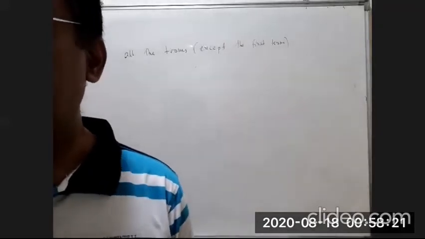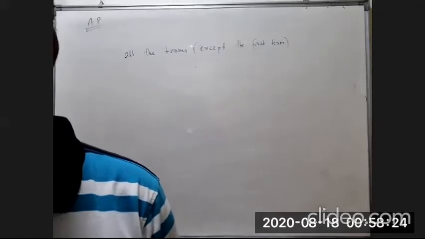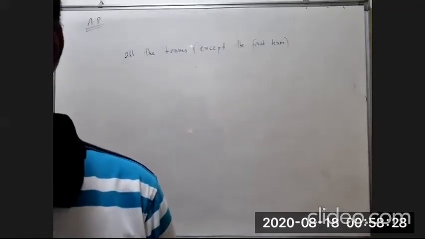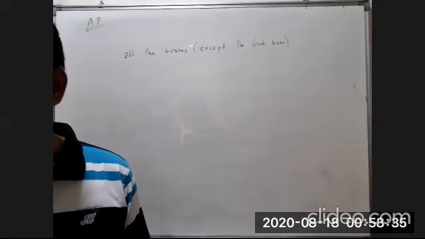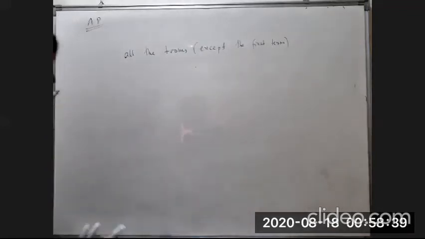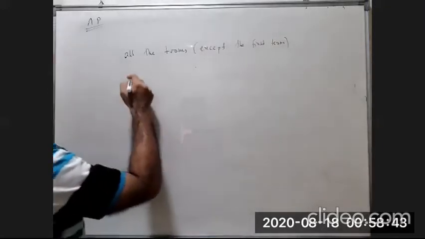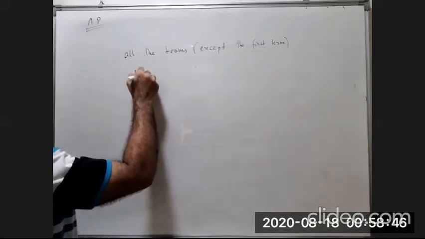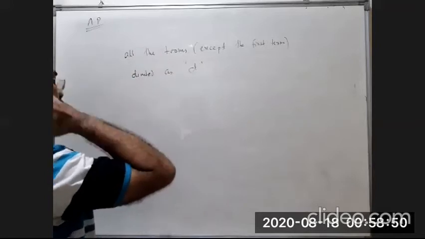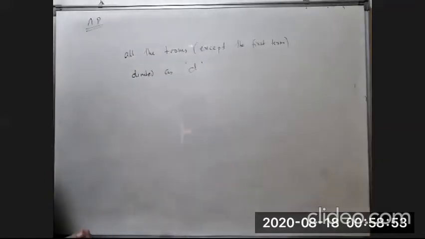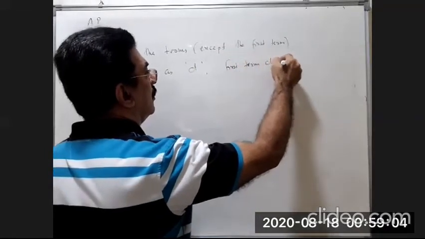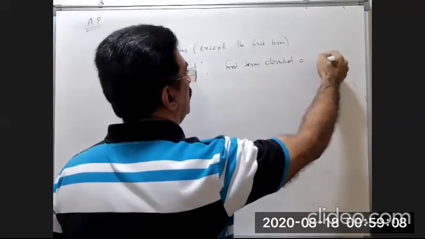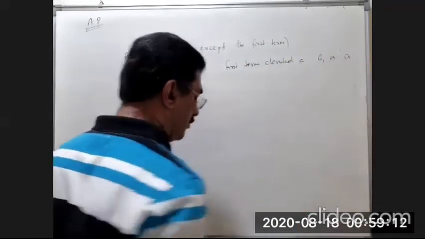Next line. The fixed number added is called the common difference, denoted as D. The fixed number added is the common difference, denoted as D. First term denoted as A1 or A only.